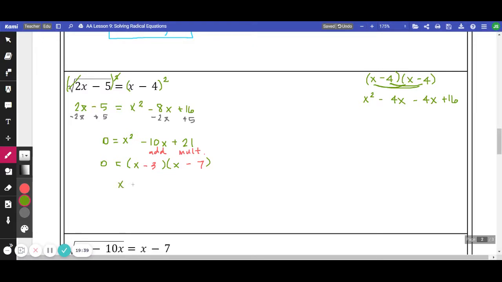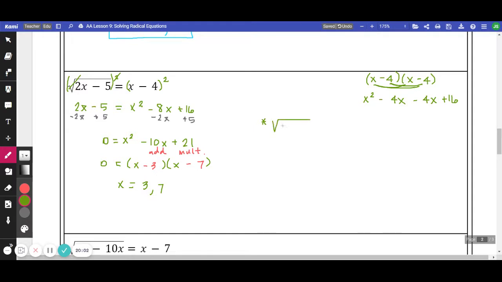So our solutions for x, remember we're trying to get it to be 0. What makes this equal to 0 would be a +3. 3 minus 3 is 0. What makes this one equal to 0 would be +7. 7 minus 7 is 0. And then we're going to check. So we'll check the 3 first.